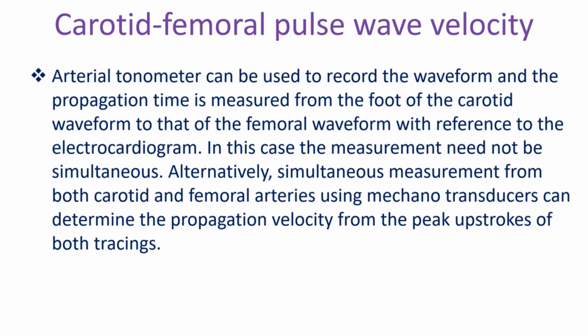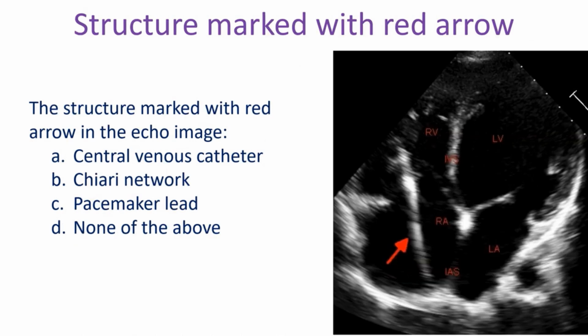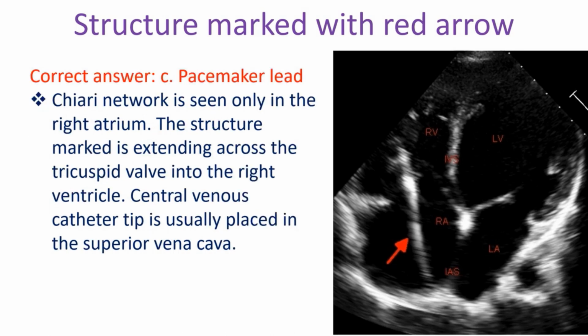of both tracings. The structure marked with red arrow in the echo image: A. Central venous catheter, B. Chiari network, C. Pacemaker lead, D. None of the above. Correct answer C. Pacemaker lead.